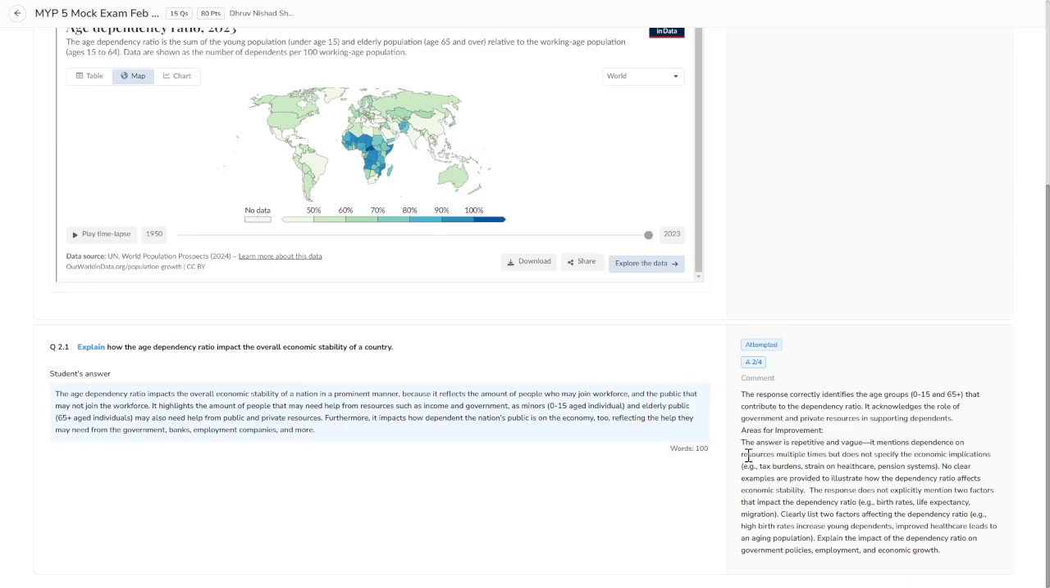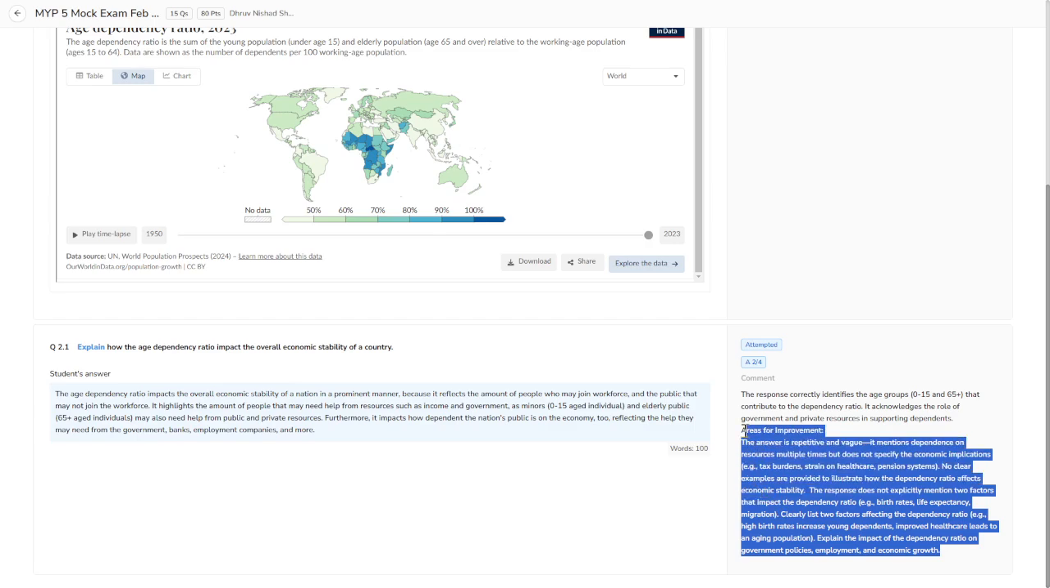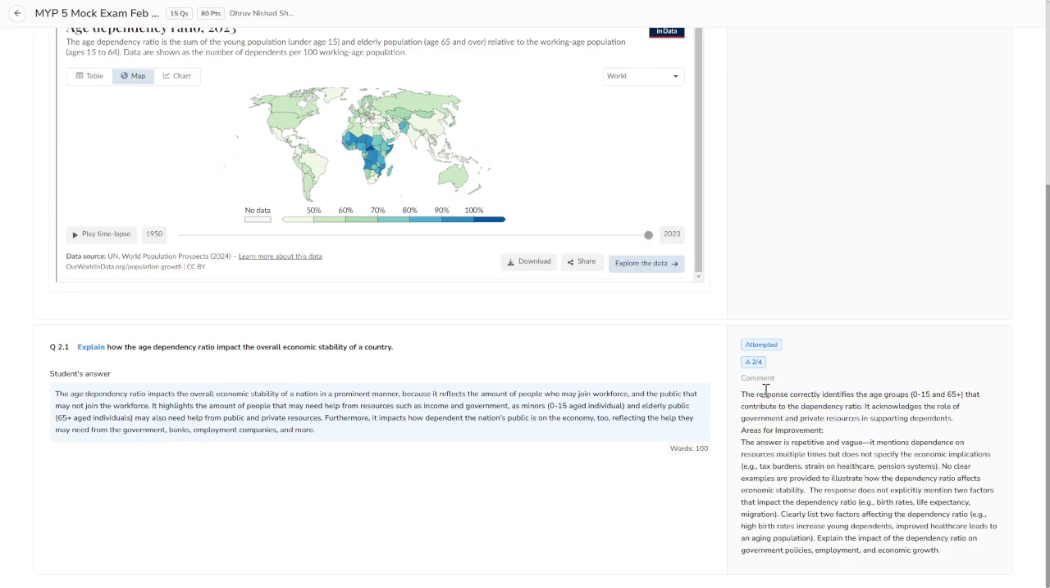It mentions dependence on resources multiple times, but does not specify the economic implications, such as tax burden and strain on the healthcare and pension system. Even though I did refer to 65-plus aged individuals and how they may need help from the government, I did not name-drop pension. What IB really does is that it requires these names, unlike other schools and other boards. It won't give you marks unless you fulfill this criteria or this particular topic that you've covered and embodied in your answer. So do feel free to take a screenshot of this.